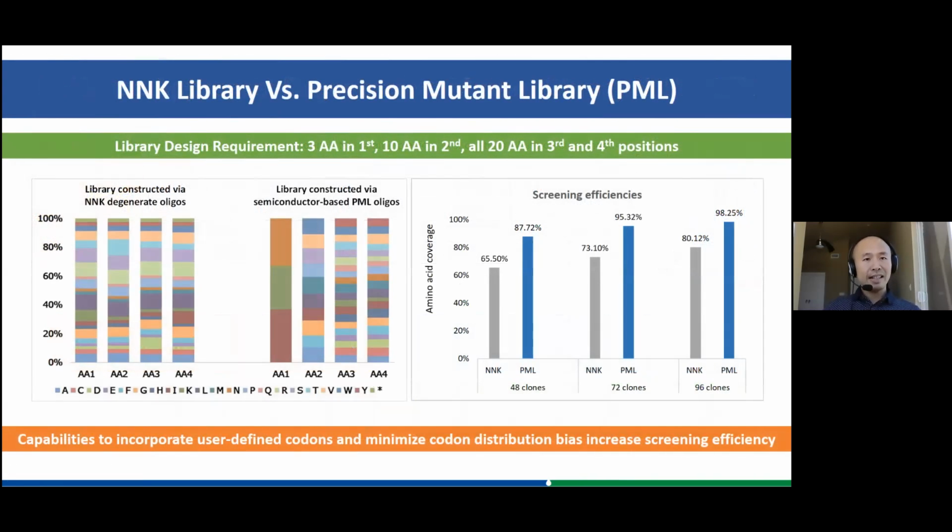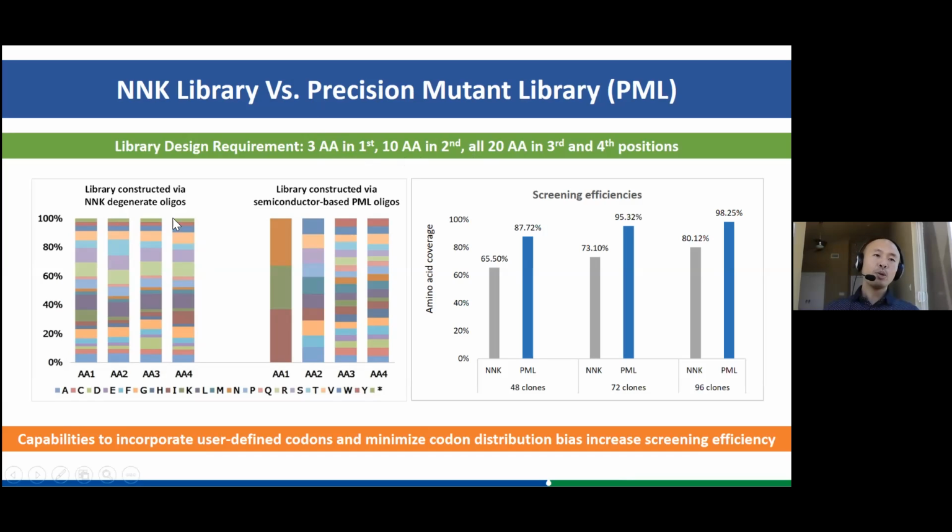As we're all scientists, we would like to provide data. This is the experiment data to support our claim. We built 2 libraries, one using the NNK degenerate approach, and the other one using our PML approach. In this comparison study, we also specify a design requirement, which is we only want 3 amino acid incorporation in the first mutation site, 10 in the second, and 20 in each of the 3rd and 4th positions.